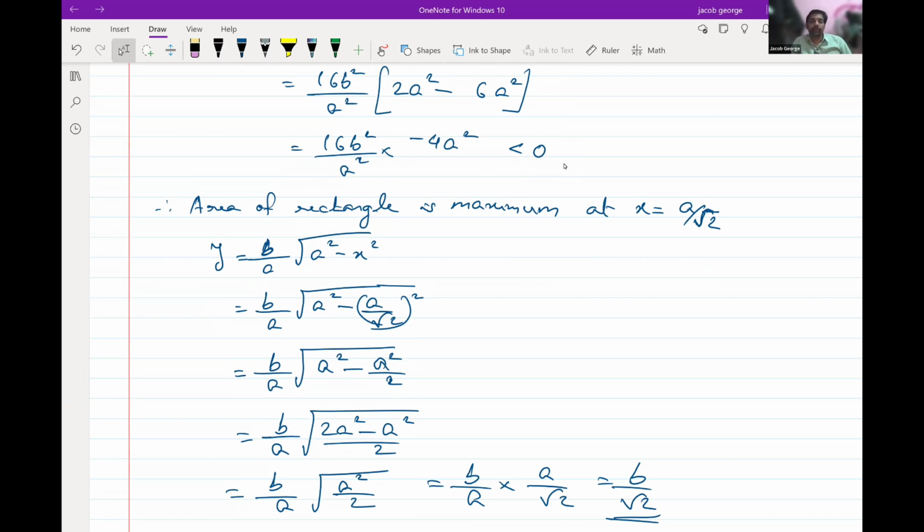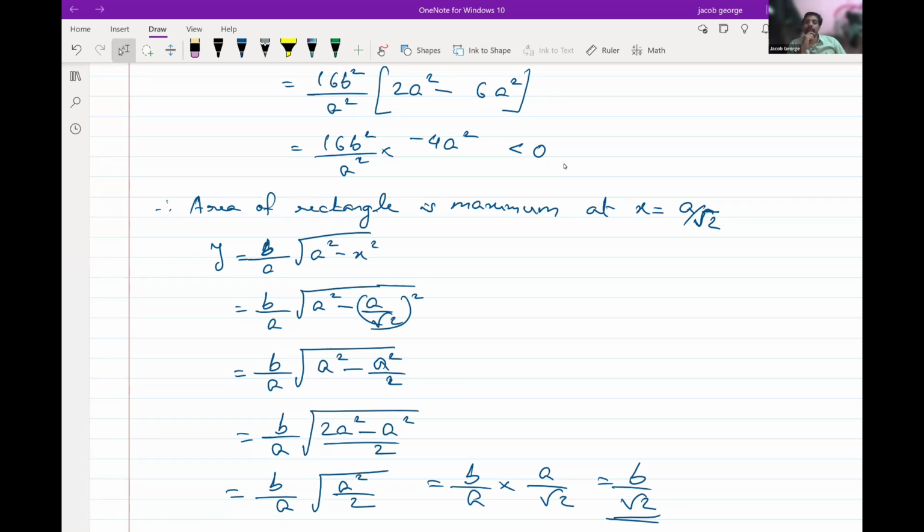Substitute for x. That is b by a into the root of a square minus a by root 2 the whole square. We get b by a into a square by 2, or b by root 2. B by root 2. This is y. Then don't forget to write length as 2x and the breadth as 2y. One more line you will write. Length is equal to 2x. That is 2 times a by root 2, or root 2a.